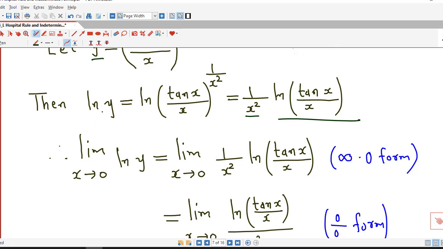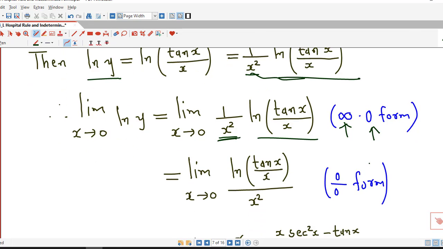Now we take limits on both sides. The limit of log y as x approaches 0 equals the limit of this product, and if we take x equal to 0, we have 1/0 that is infinity, and log of the limit of tan x / x, which is going to be log of 1, which is 0.